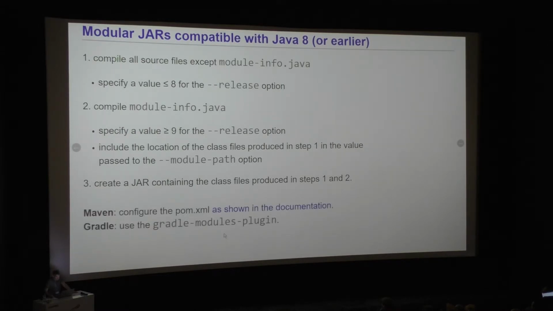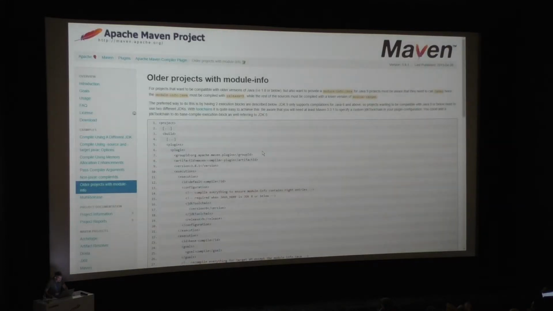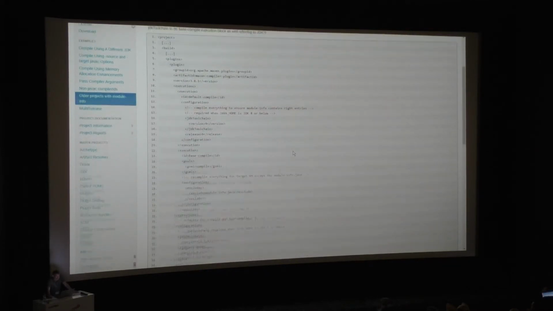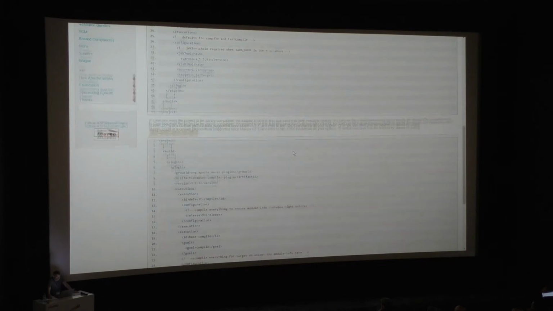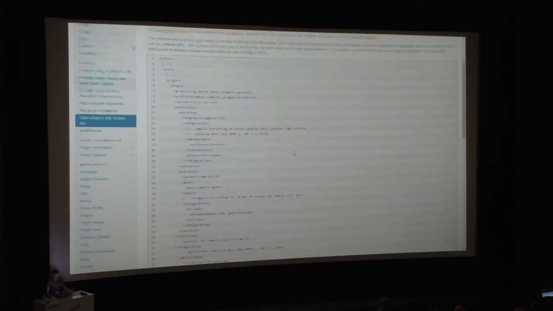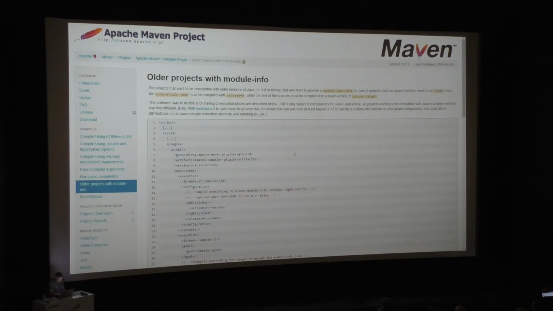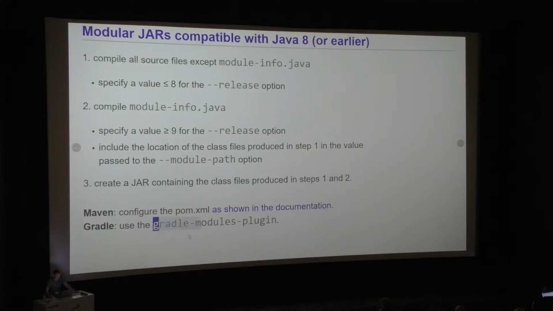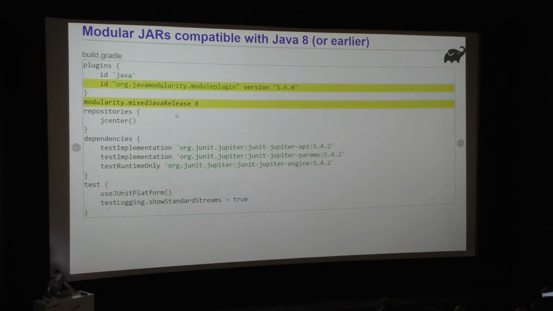You can do this with both Maven and Gradle. For Maven, the documentation shows you how to do this. You also have some example POM XMLs, so you just need to read the documentation and adjust your POM XMLs accordingly. With Gradle it is easier because the Gradle modules plugin, which we used before, also provides a method that allows you to do this. And calling this mixedJavaRelease method with an argument specifying the target Java release will produce a modular jar which is compatible with Java 8 or with the target version specified as argument here.